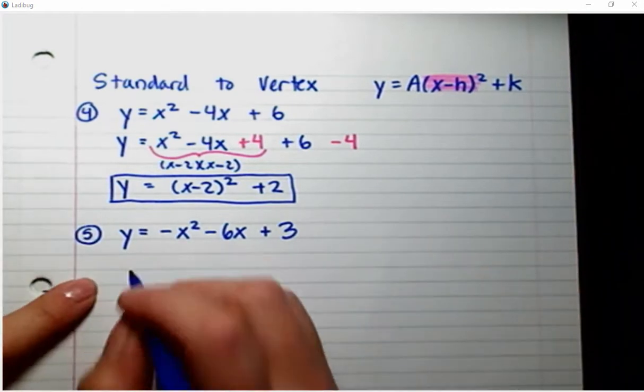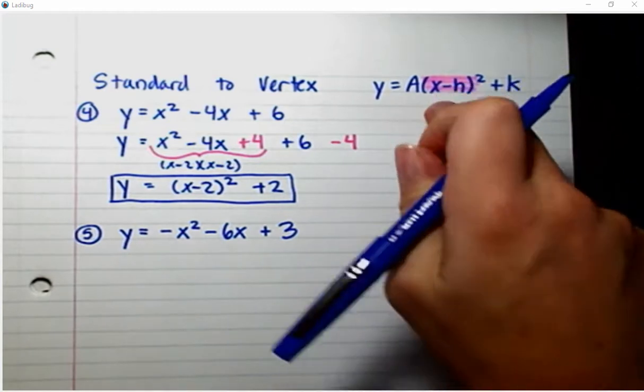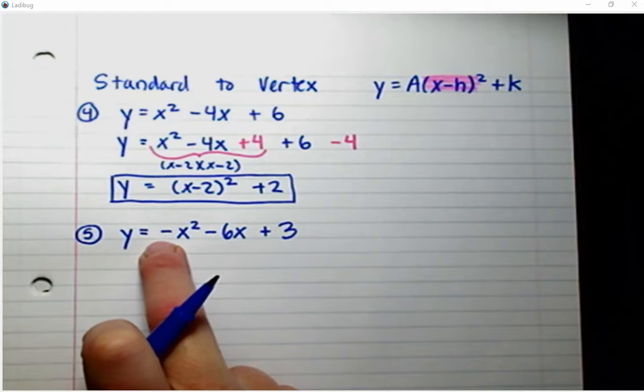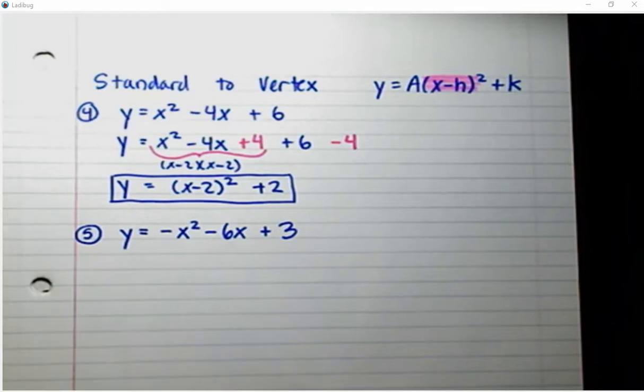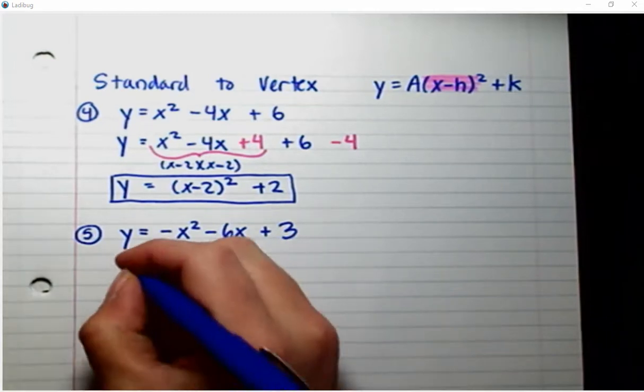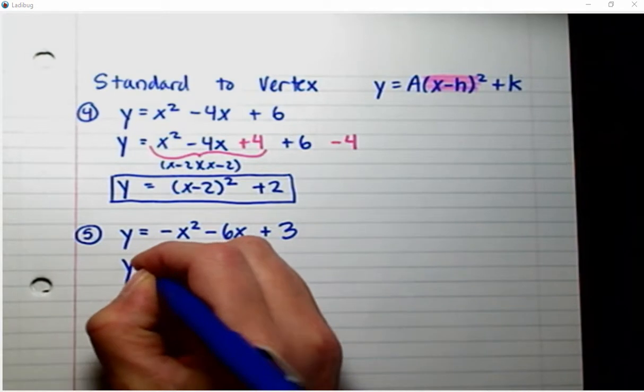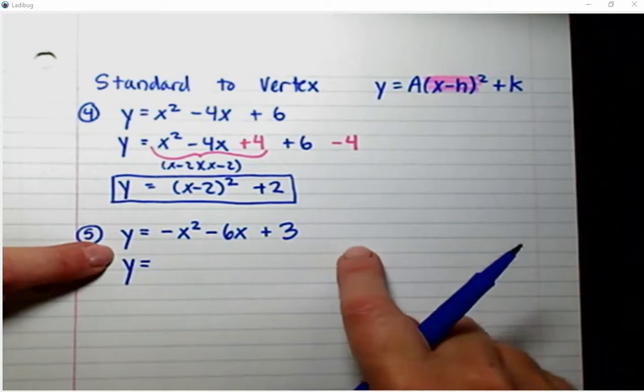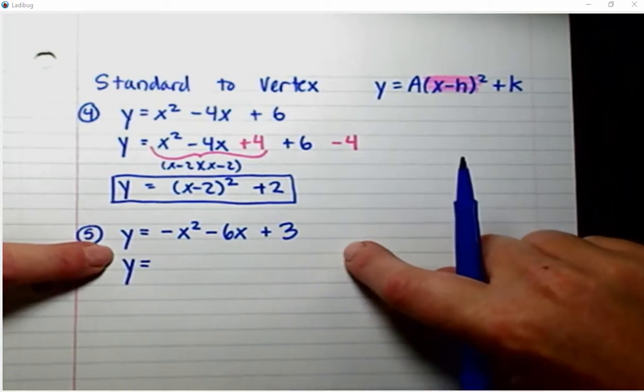Okay, so I know that I need to get this factor here. Okay, but I've got this negative. Okay, which I can't complete the square with a negative in front. So y equals, leave a space here. If you didn't leave a space before, leave a space because I'm going to write something between that.